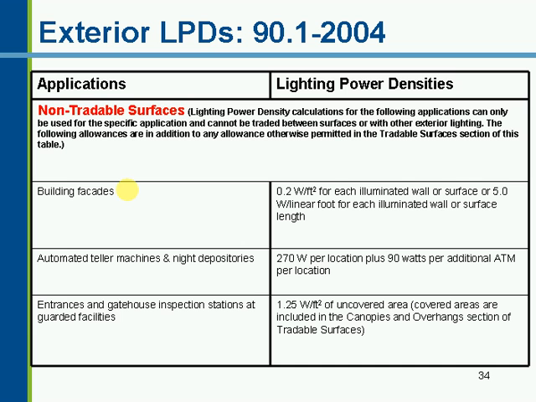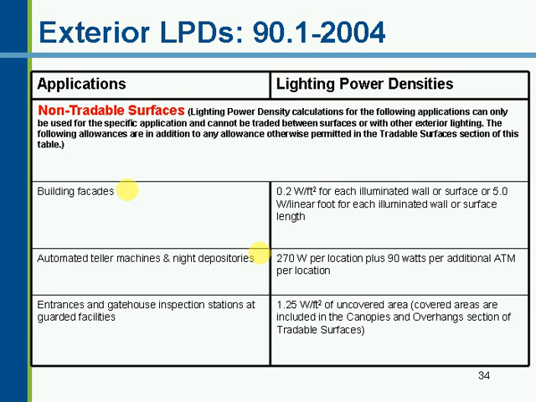You can choose which one of these methods you use, but you can't, of course, apply both. If you have an automated teller machine or a night depository, you get a flat 270 watts per location. If you have, for example, 2 teller machines right next to each other, you would get 270 watts for the first one, 90 watts for the additional one.